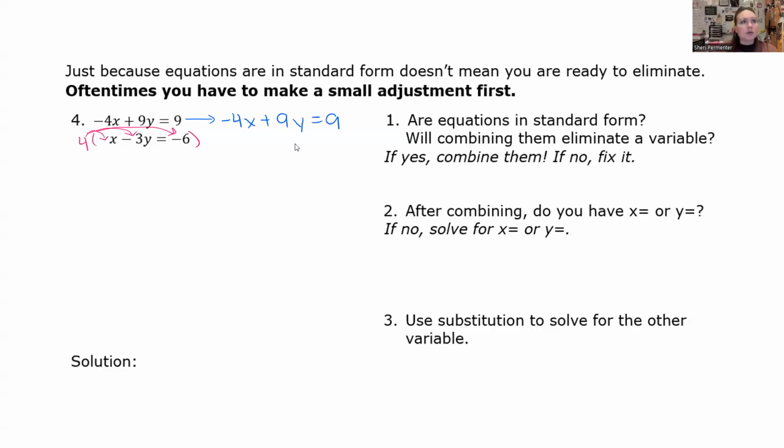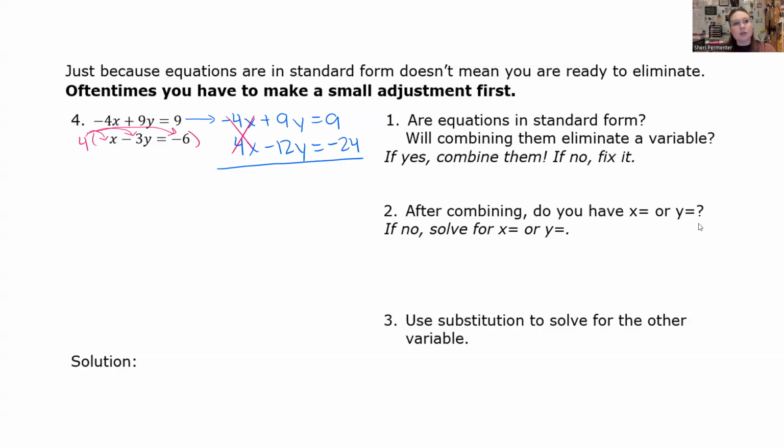And now I'm going to distribute in a 4 to the second equation. So 4 times 1 is 4, and it's positive. 4 times -3 is -12. And then what's 4 times -6? -24. All right. Now, if I was to combine these, would a variable cancel? Which one? The x's will cancel. So now I keep on keeping on.